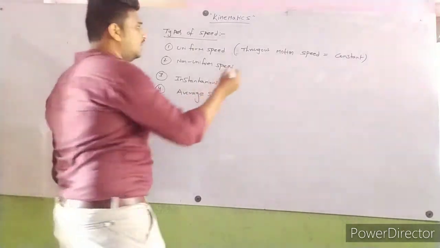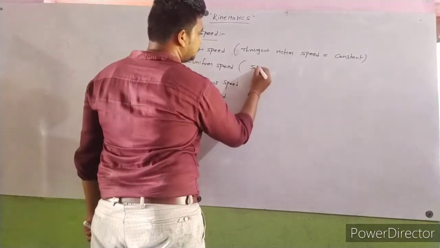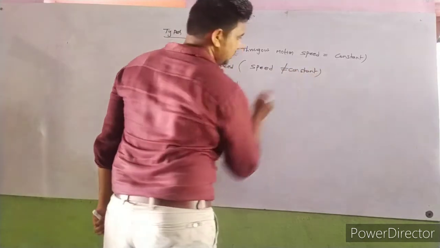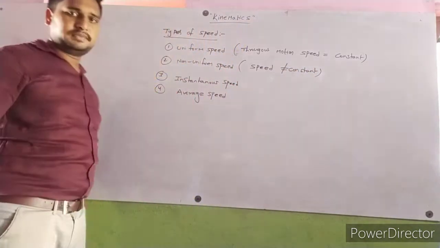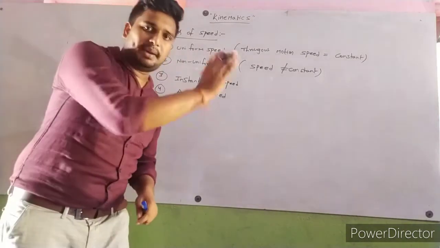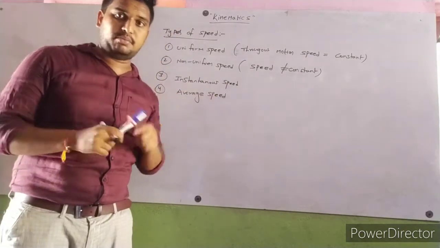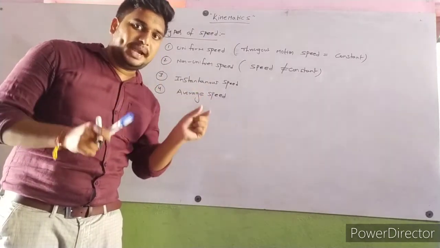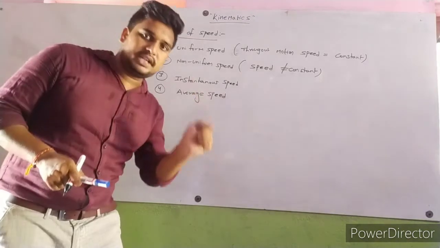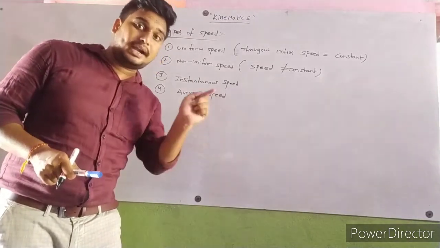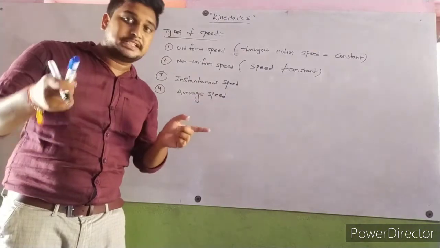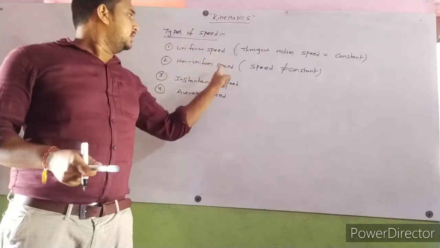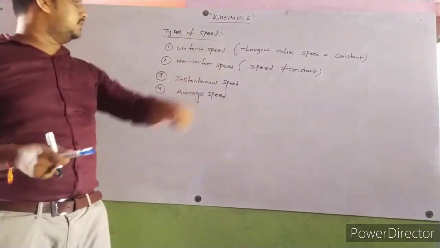Non-uniform speed: speed is not constant. It varies from position to position. So from Chennai to Hyderabad I am moving, and in between Vijayawada is there. Chennai to Vijayawada I maintain 50 kilometers per hour speed. Vijayawada to Hyderabad I maintain 100 kilometers per hour speed. Here speed varies from position to position. So speed is not constant, and that is called non-uniform speed.